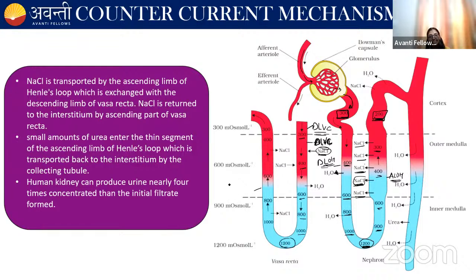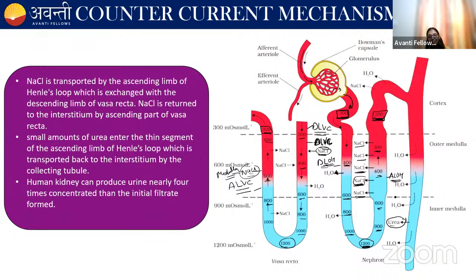At this point, this is the ascending limb of vasa recta. Now this ascending limb will start giving this NaCl back to the medulla of the kidney. Now the solute concentration decreases because the NaCl has been given back to the medulla. So solute concentration decreases, so osmolarity starts decreasing from 800 to 600, then 400, and reaches ultimately the initial 300.